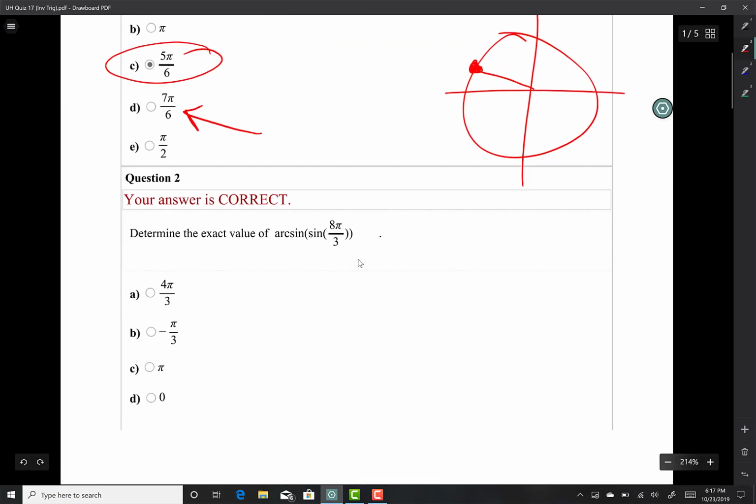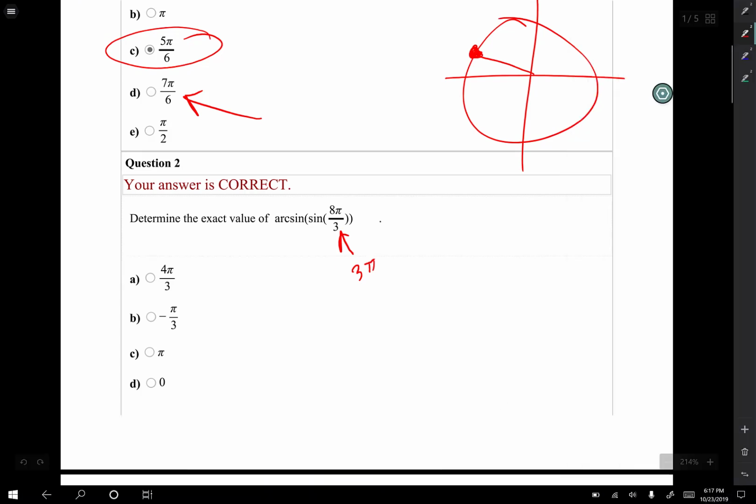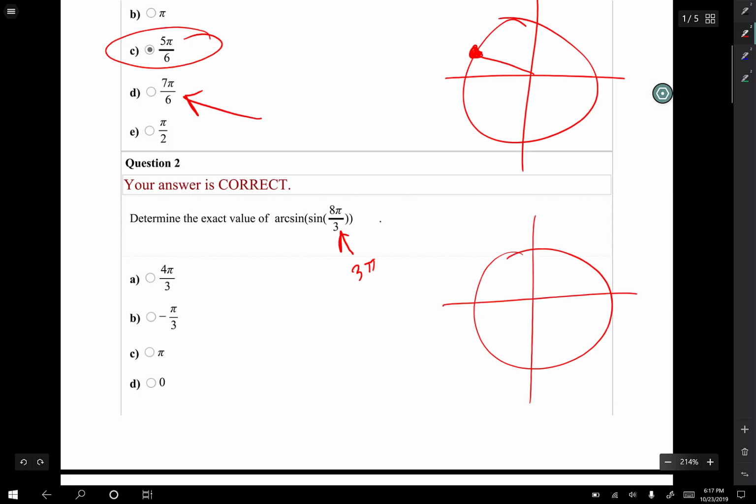So now this one says determine the exact value of arcsine of sine of 8 pi over 3. Well, look how close this is to 3 pi. Hold on. So 8 pi over 3 is actually, let's see, it's not 3 pi, by the way. I'm just saying, look how close it is. If I were to do 6 pi over 3 plus 2 pi over 3, this right here is 2 pi, so you've done a whole revolution, and then you add another 2 pi over 3. So really, I am right there. This is like 2 pi over 3, guys.